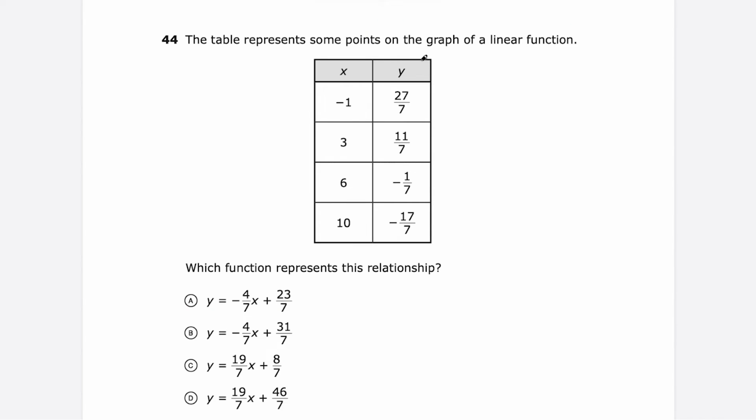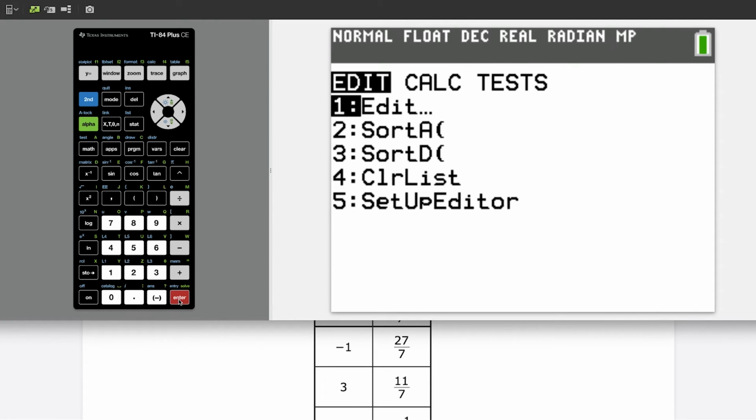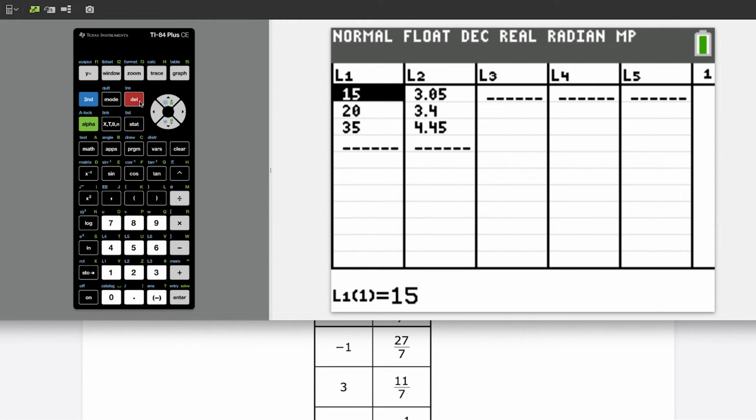Question 44, we have a table of values, and this represents points on the graph of a linear function. So once again, we have to write the equation of a line. So for this one, we could just press stats, edit, and we could clear out the table from before. And remember, it only takes 2 points to determine a line. So I could type in any pair of points here into this table.